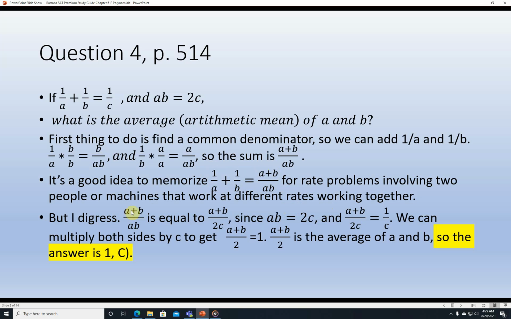But I digress. (a plus b) over ab is equal to (a plus b) over 2c, since ab is equal to 2c, and that is, of course, 1 over c. We can multiply both sides by c to get (a plus b) over 2 is equal to 1. Since (a plus b) over 2 is the average of a and b by definition, the answer is 1, which is choice C.